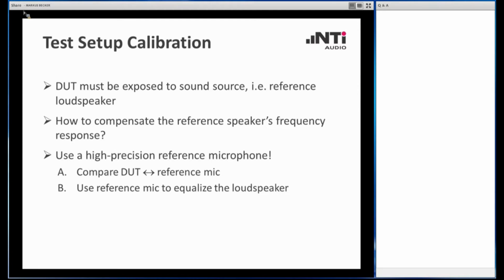And the answer is that in any case, we need a high precision reference microphone. High precision means it must have a perfectly flat linear frequency response in the bandwidth we are looking for, and it must have a known sensitivity. And if we have such a reference microphone, we can use it in two different ways. Either we compare the measured result from this reference microphone to the one from the device under test, and in this way we evaluate the behavior of the device under test. Or the second approach would be, we use the reference microphone to equalize the loudspeaker, to linearize the frequency response of our reference loudspeaker.